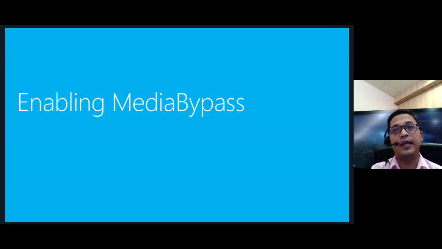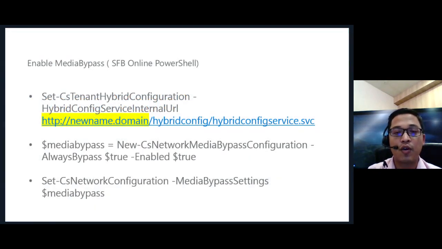Now we will go through a bit more in depth the technical aspect of how it should be done. Okay, first of all, you have to log into Skype for Business Online PowerShell, and then you have to run Set-CsTenantHybridConfiguration, and at the same time you have to define the hybrid service internal URL, and then you have to define the private URL. In fact, I highlighted it in yellow color. If you may notice, this is like newname.domain. The domain is your SIP domain, let's say, for example, abc.com, example.com. This new name could be anything.